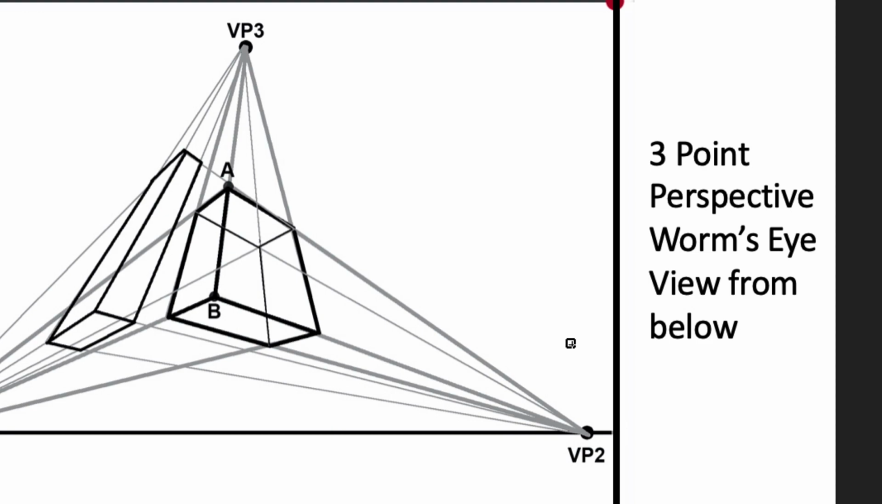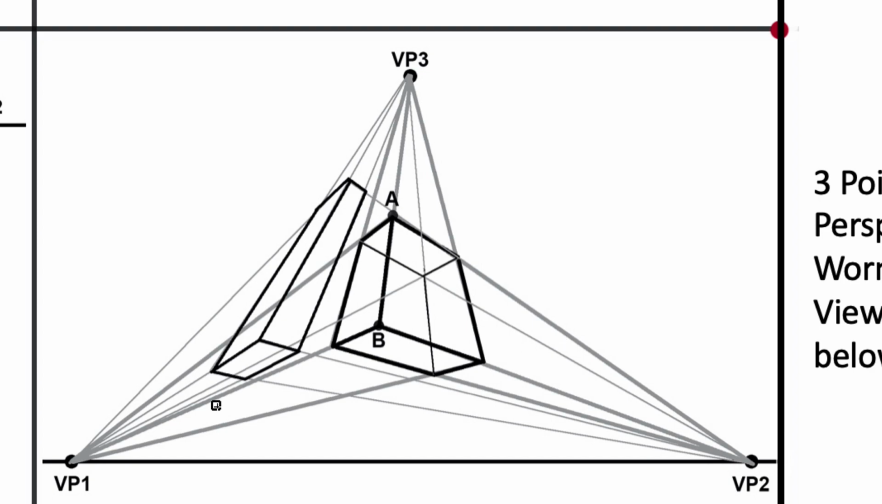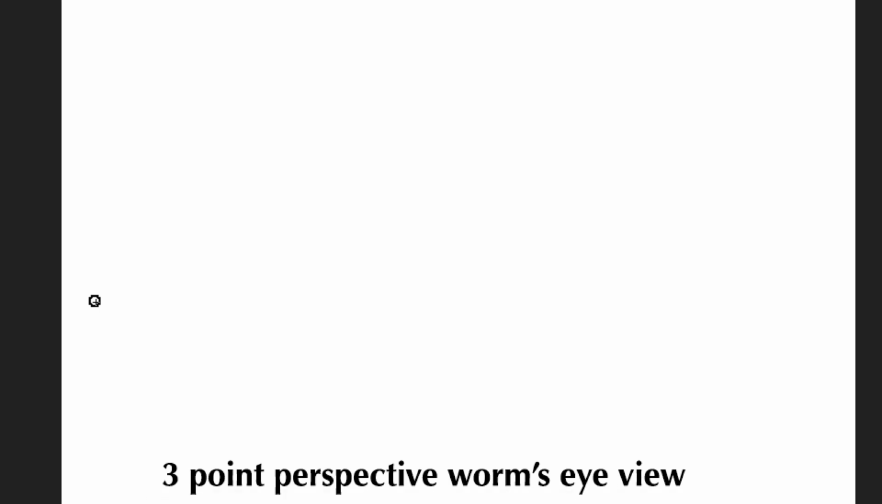We're down to the 3-point perspective, worm's eye view from below. Now in this case, we have the vanishing point left, vanishing point right, and the third vanishing point, but the horizon line is way down low and the vanishing point 3 is way up high. So here we go. We've got the 3-point perspective, worm's eye view.